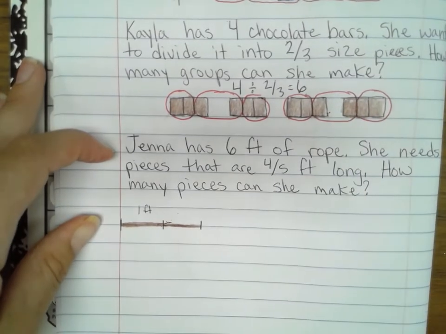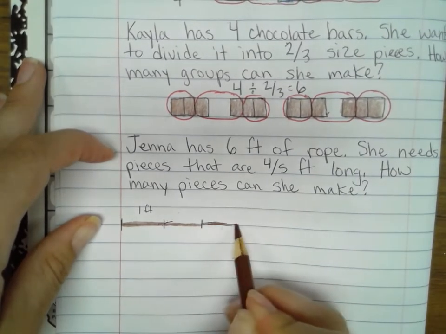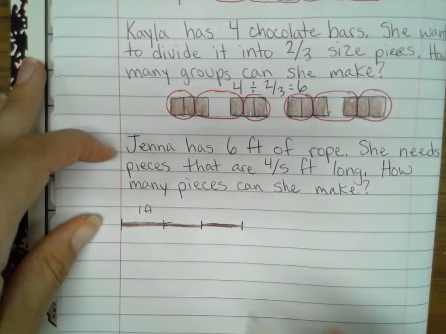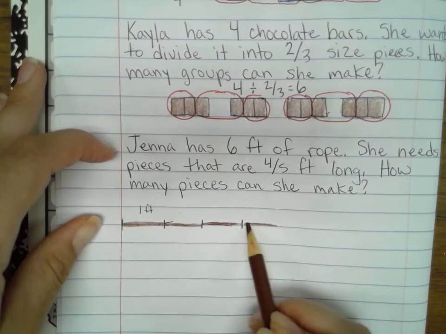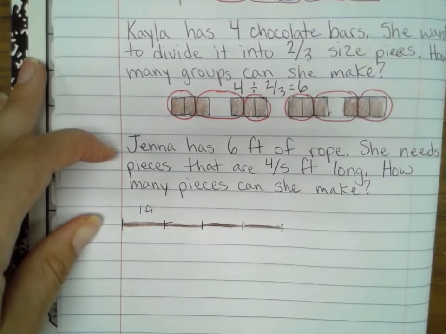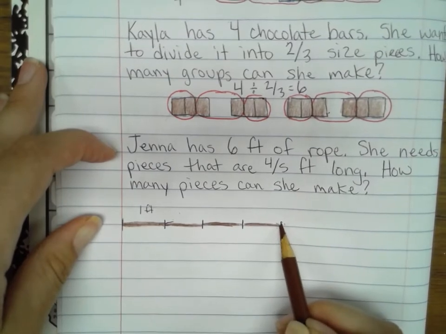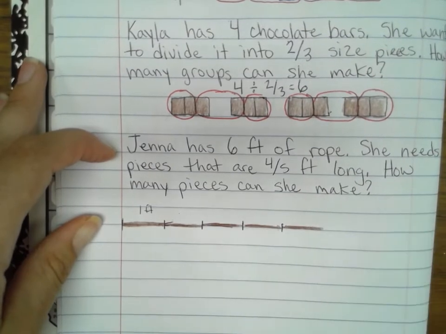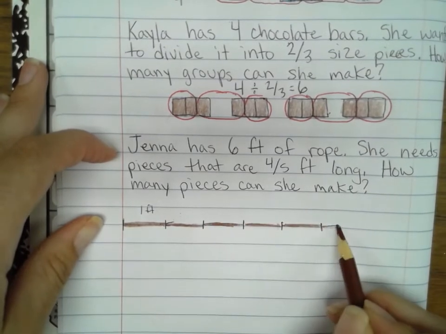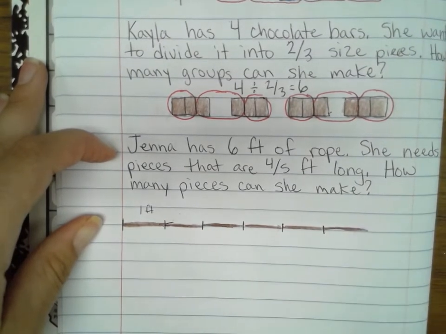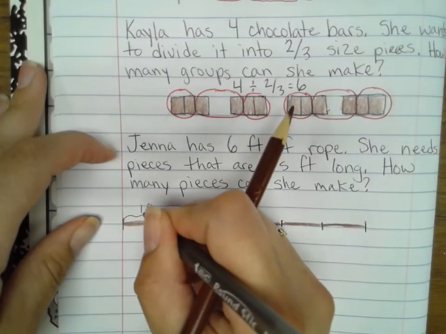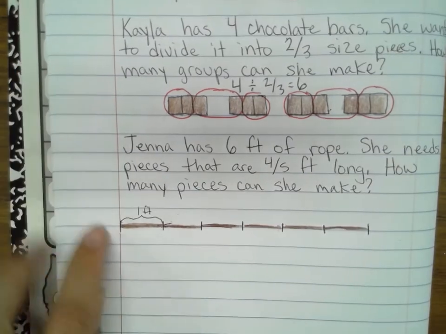Two. Three. Four. Five. 6 feet. So if each one of these is 1 foot, then this whole thing is 6 feet.